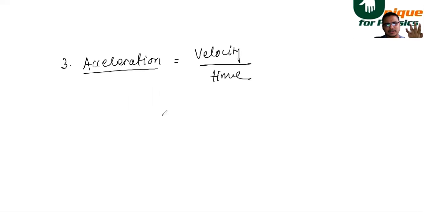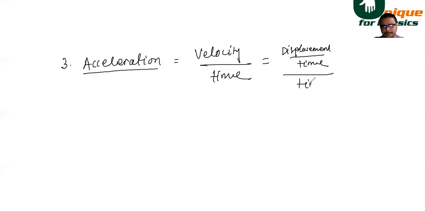Okay, velocity is a vector quantity, speed is a scalar quantity, acceleration is a vector quantity. So it's better to say acceleration is velocity upon time. Here our objective is to see how many dependent fundamental quantities are involved. So velocity is equal to displacement divided by time. That's my velocity, whole divided by time.